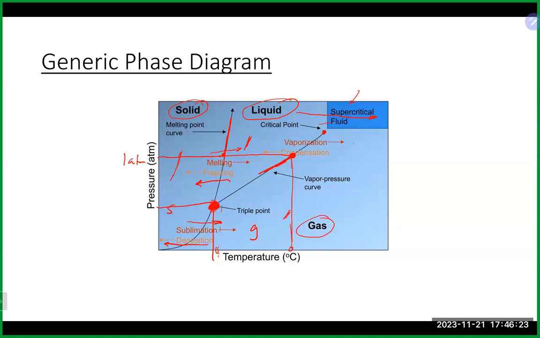So you do need to know the phase diagram. You need to know where you find solid, liquid, and gas on the phase diagram. You need to know where the melting, freezing, boiling, evaporation, condensation, sublimation, and deposition occur, where the triple point is, and where you can find the critical point, which is the temperature and pressure. Any questions on that there?